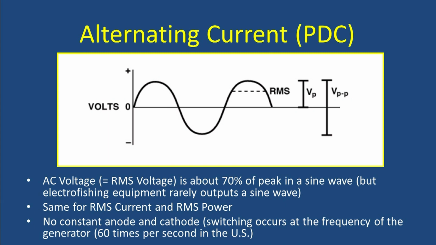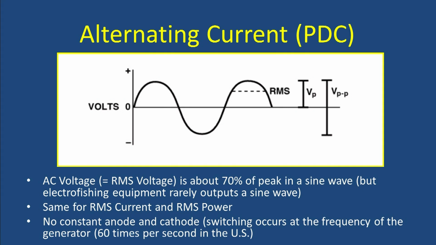The common way of talking about alternating current is RMS, root mean square, and that's what, when you say you have 120 volts coming out of your wall socket, they're talking RMS. Now RMS is about 70% of peak in a true full sine wave. So there's a nice relationship there between RMS and peak. Problem is, electrofishing equipment rarely outputs a sine wave, so that relationship is not valid. Of course, same thing for RMS current, RMS power.